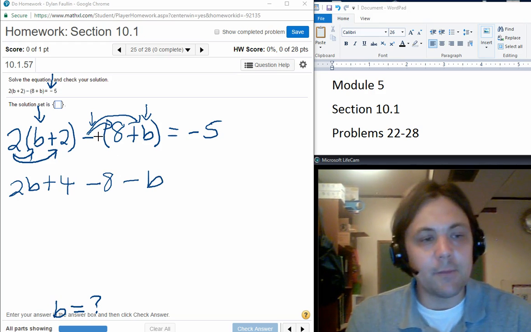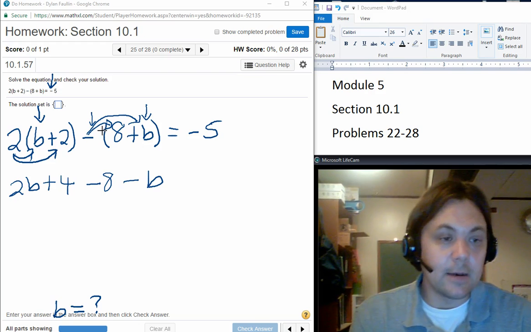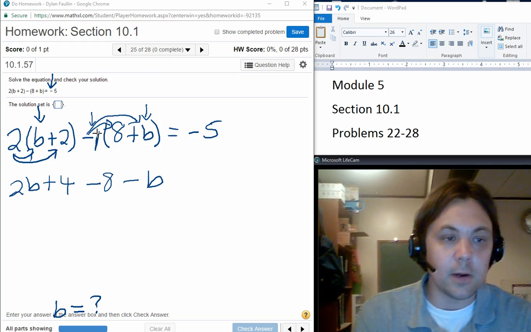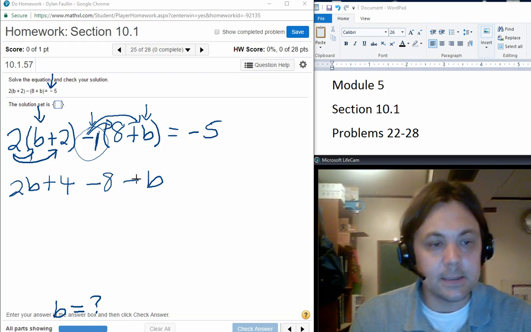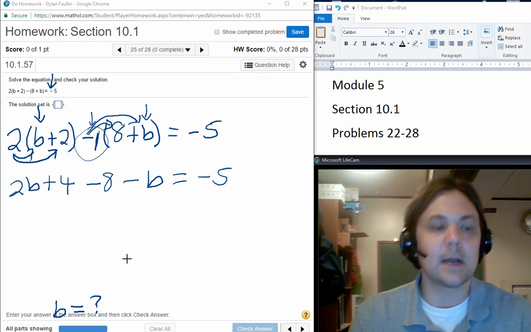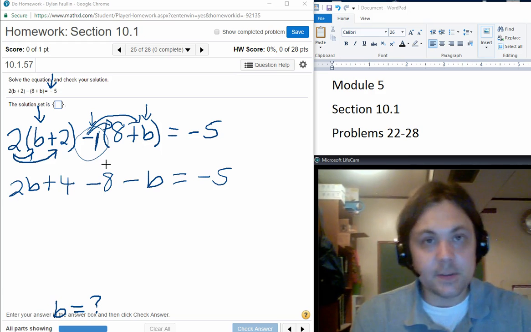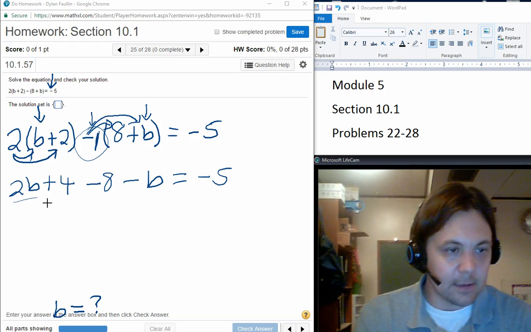If you feel better distributing with a number here, you can think of this as a 1. This is like having a negative 1. Negative 1 times 8 is going to be negative 8. Negative 1 times b is going to be negative b. The equals 2 gets copied down, the minus 5 gets copied down. Now that the parentheses are out of our way, we can combine like terms.